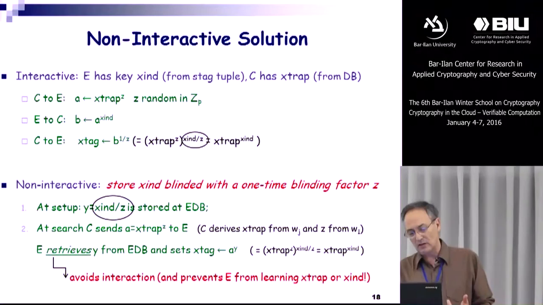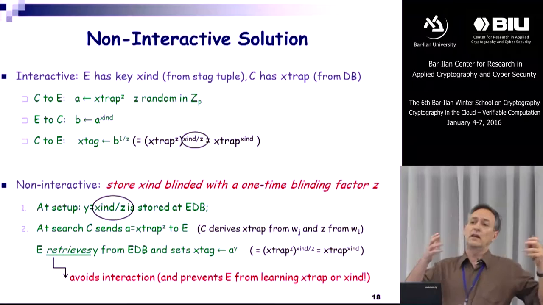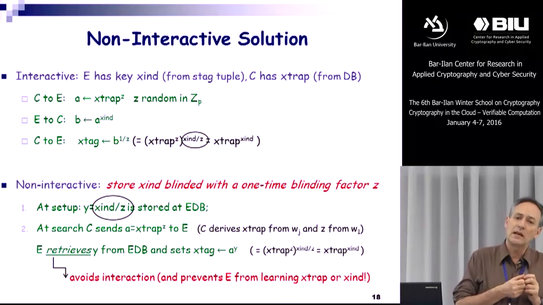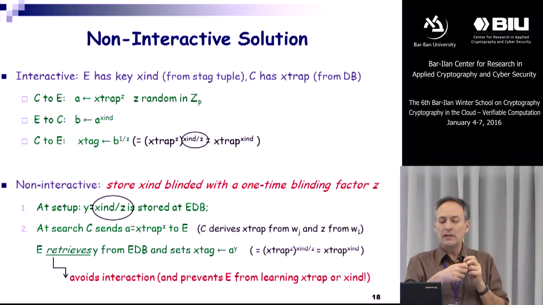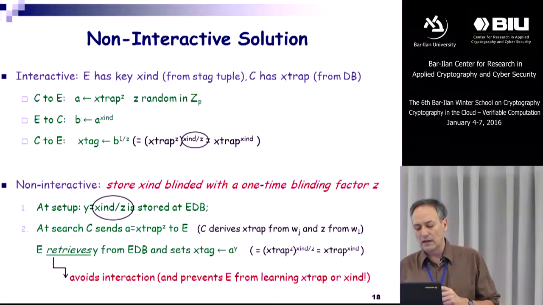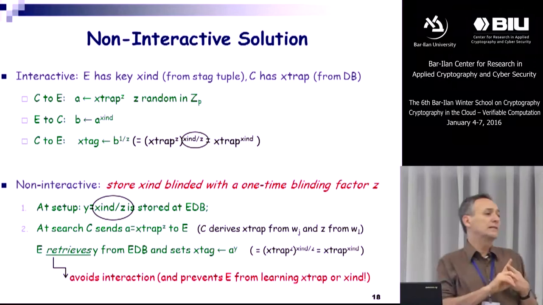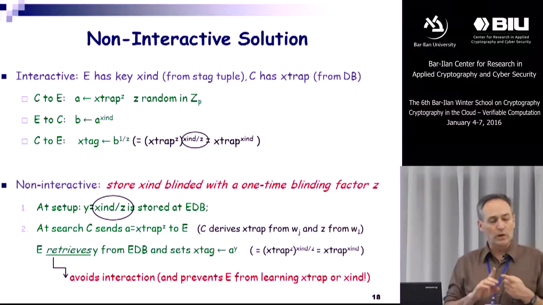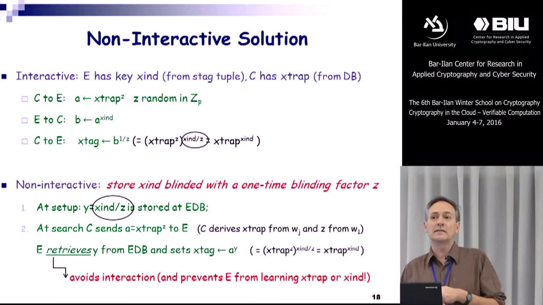Now, by doing that, first of all, there is no more interaction, because the server reads all these w lists with all these y values, xint divided by z, and what the client does is send xtrap to the power of z in one interaction, a single round, and the server can compute the function. It doesn't learn xint, because what it's reading is not xint, it's reading xint divided by z, and z is a pseudo-random pad. So we hid xint, and it doesn't learn xtrap, because that was the idea of doing this two-party computation.